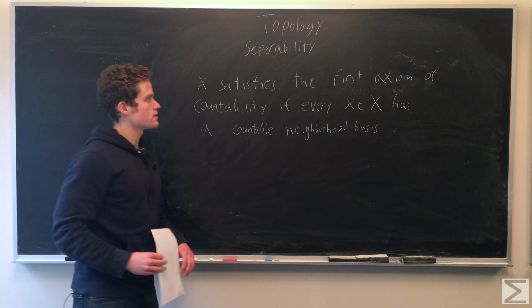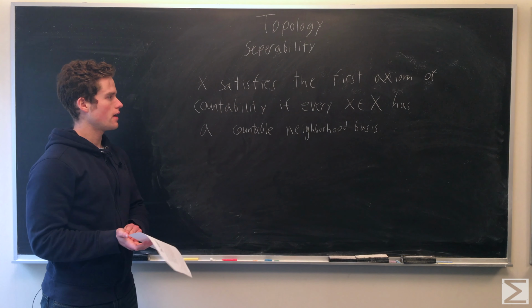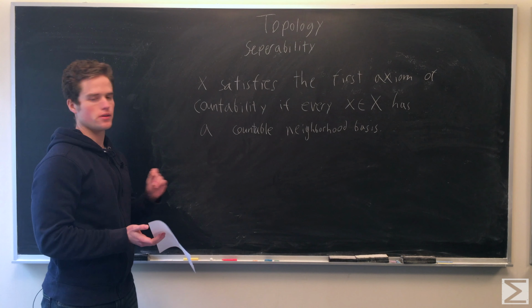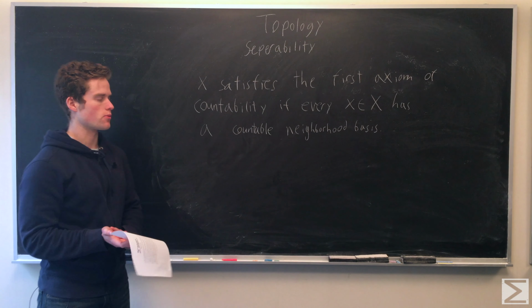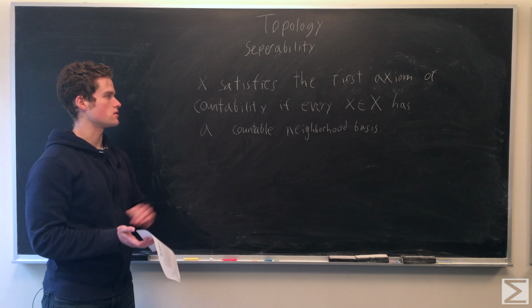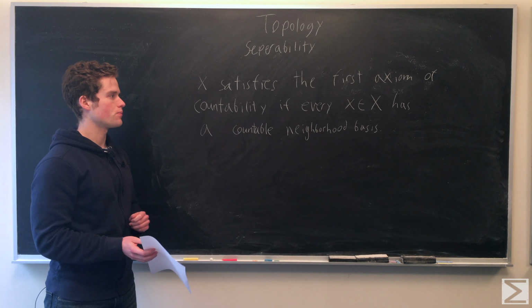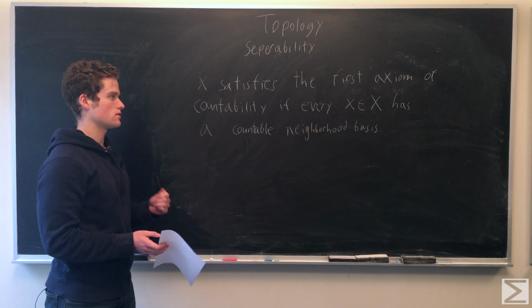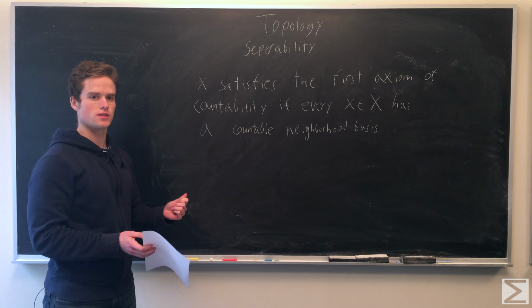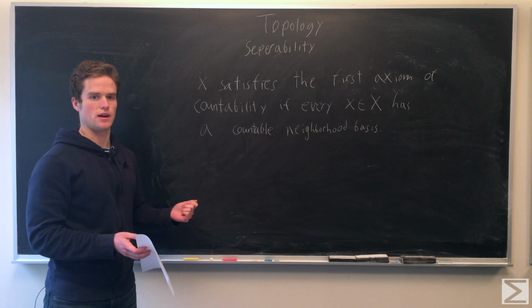So we say some topological space X satisfies the first axiom of countability if every point x in X has a countable neighborhood basis. So this just means for every little x in X, we can find a countable family of open sets that contain x, such that any open set which contains x contains at least one of these open sets in this family.